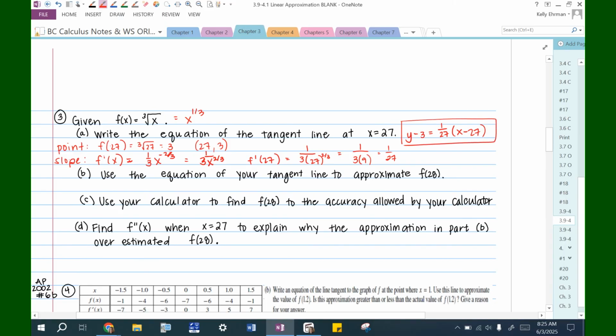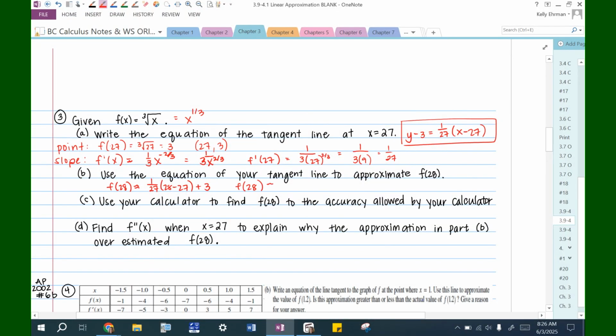Use the equation of your tangent line to approximate f of 28. So f of 28 is approximately equal to 1/27 times 28 minus 27. And then I need to add this 3 to the right side of this equation. I can do a little bit of math here.